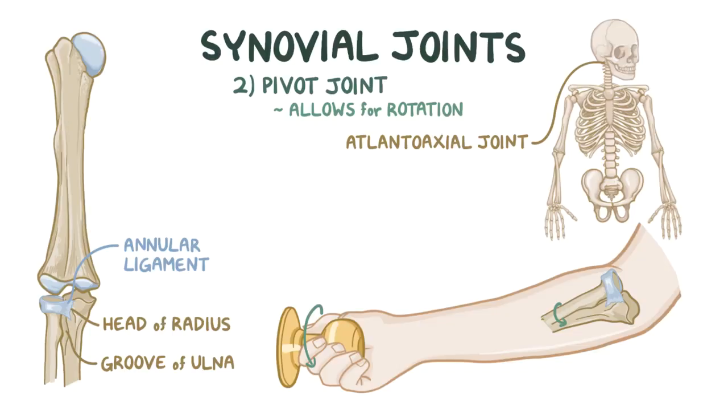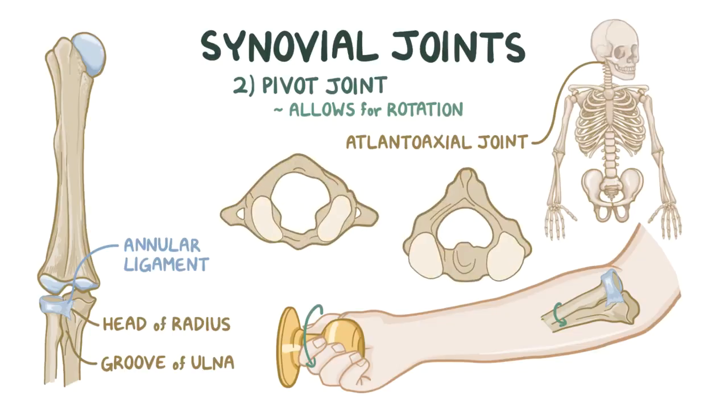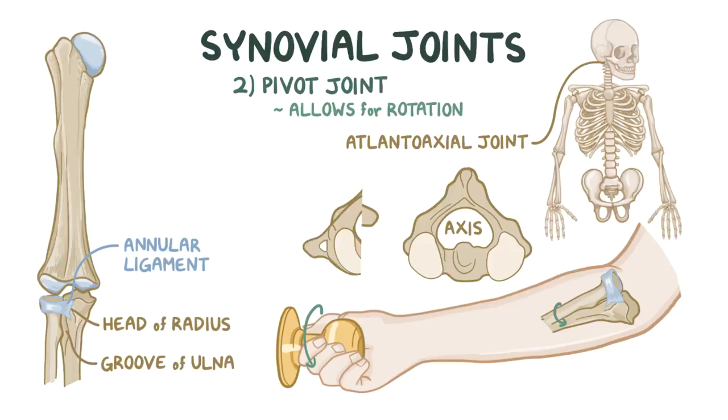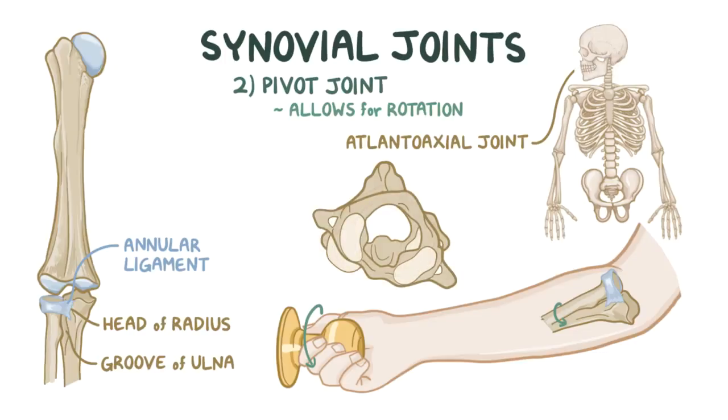The atlantoaxial joint is between the two top vertebrae of your spine, the atlas and the axis, right at the junction of your head and neck, and it's the one that allows you to shake your head when you say no.